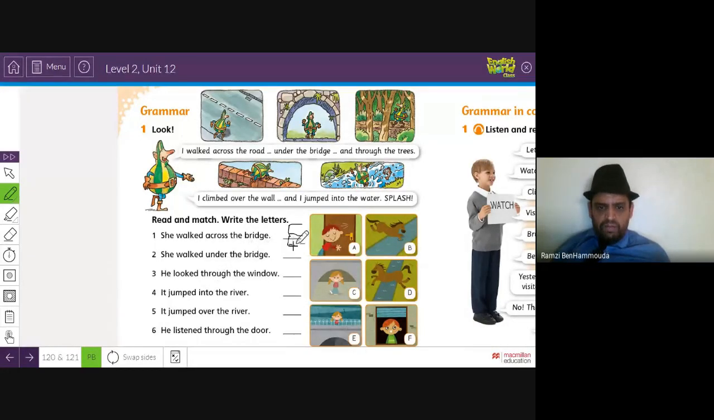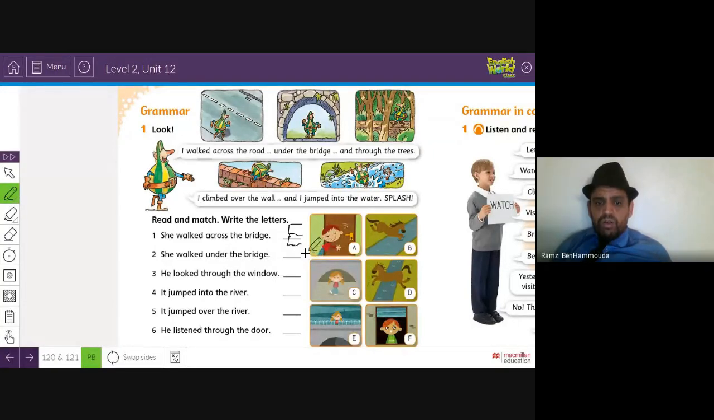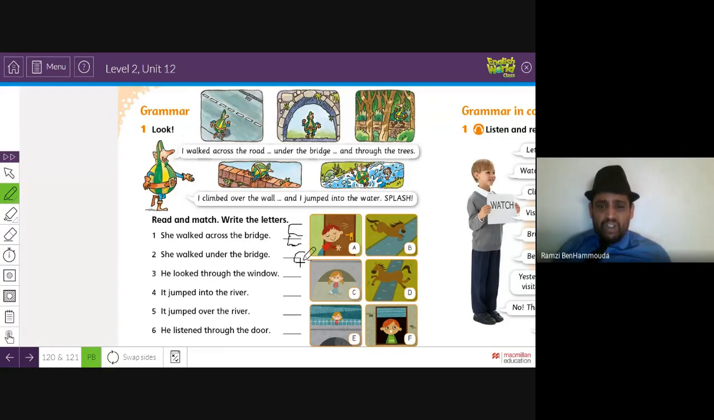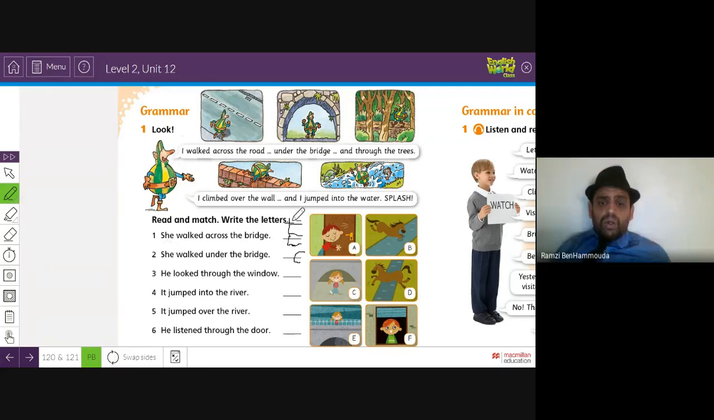And don't say finish. It's okay. Number two. Khaled. She walked under the bridge. Okay, which picture? Under the bridge. C. Excellent. It's picture C. Capital C, please. Capital E, number one. Capital C, number two.